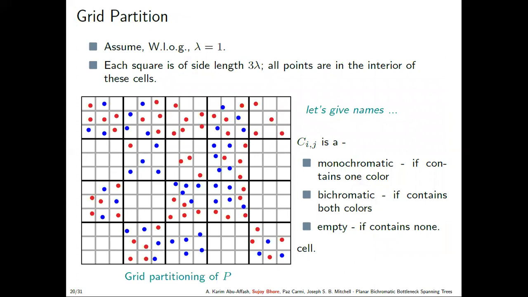Let's start with a very simple grid partition. We may assume that the length lambda is 1, and we find a square partition where every square is of side length 3 lambda by 3 lambda, and all points are in the interior of these cells. Let's give them some names. A cell is monochromatic if it contains only one color, for instance this one, bichromatic if it contains both colors, for instance this one, and empty if it contains none.